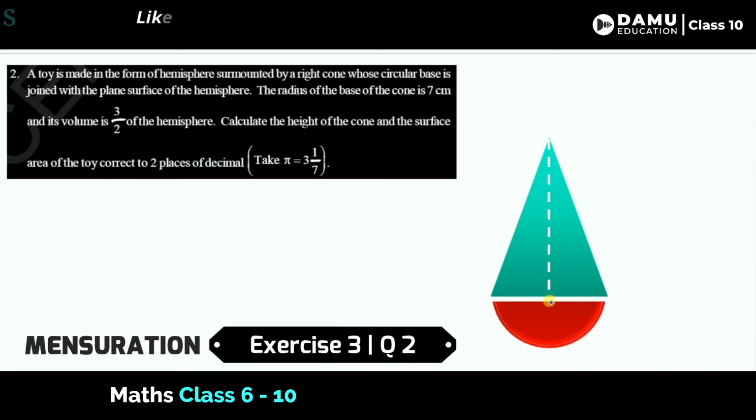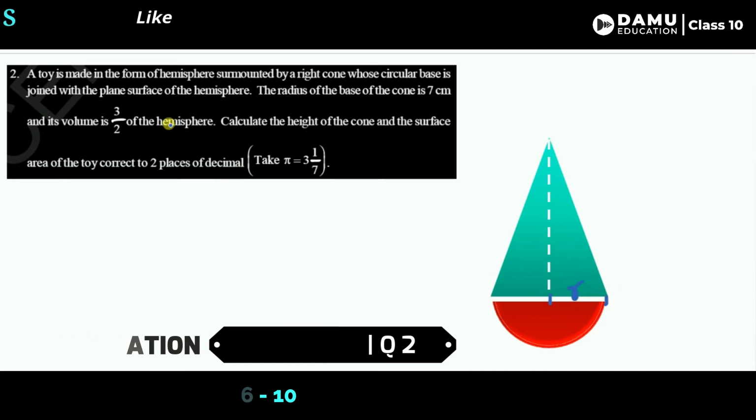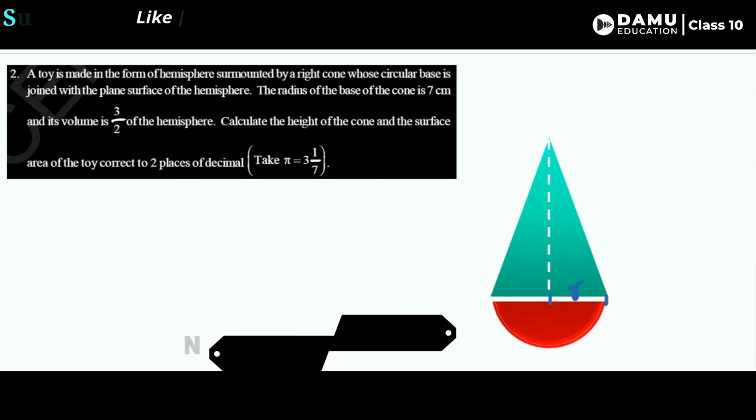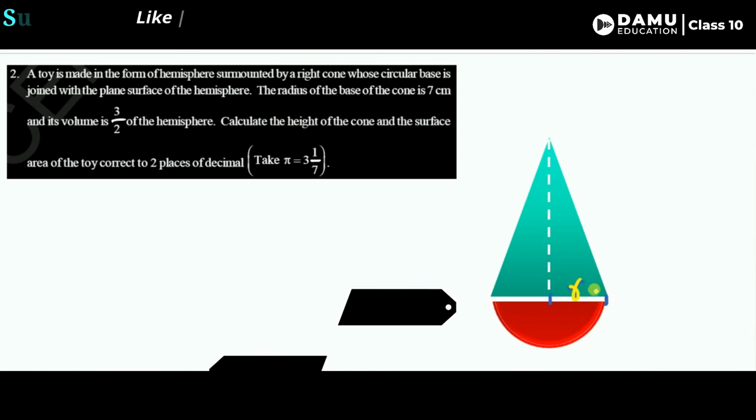The radius of the base of the cone is 7 centimeter. So from here to here, what is this? 7 centimeter. So the radius will be this one. So this is the radius that will be equal to 7 centimeters.